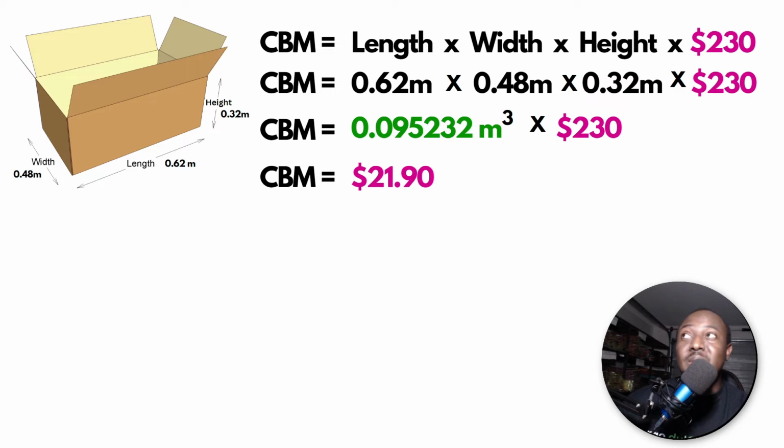To find the CBM of the box, it is basically the length times width times height. After you find the CBM, you then work out how much it is going to cost you to ship the box to Ghana. We will multiply the CBM by the company's price per CBM later, and that is how you find the cost to ship this box from China to Ghana.